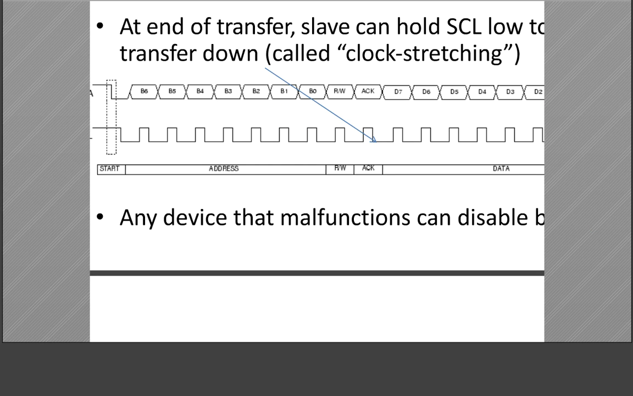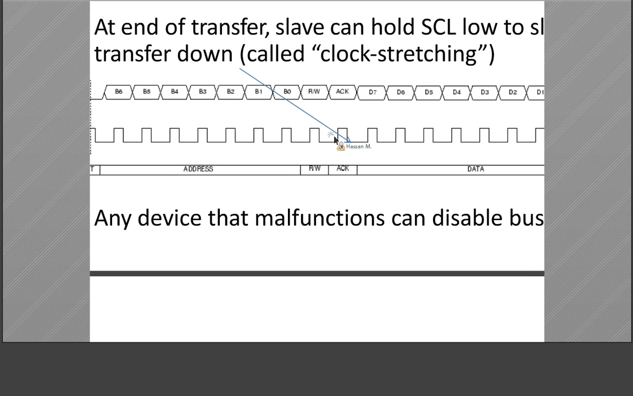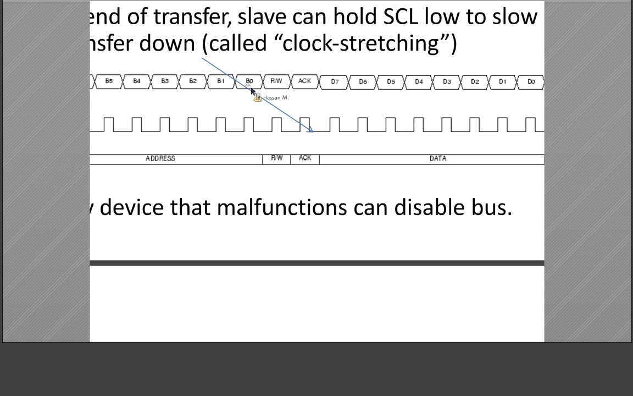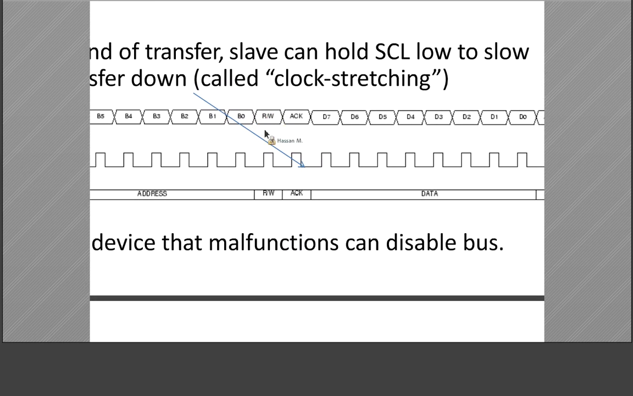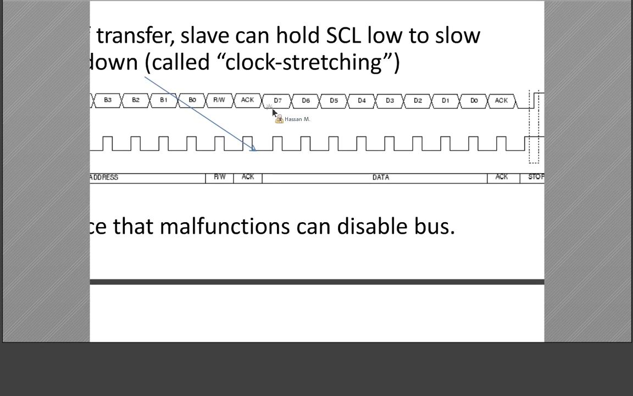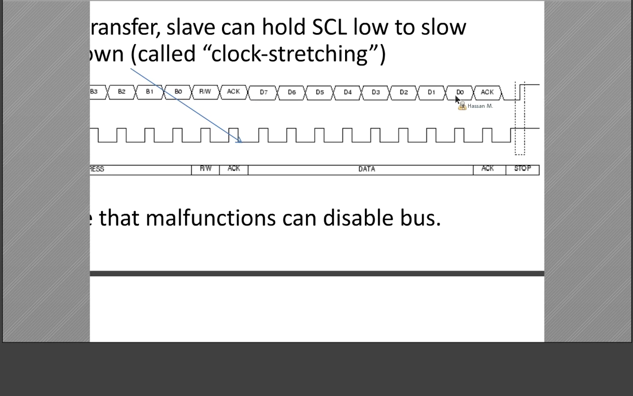2 to the power of 7, 128 addresses in a standard I2C, not in AVR. In a standard I2C or TWI, but in AVR only 16 addresses. Then after it, read or write, then acknowledge from the slave side, and then data D7 MSB to D0 LSB.